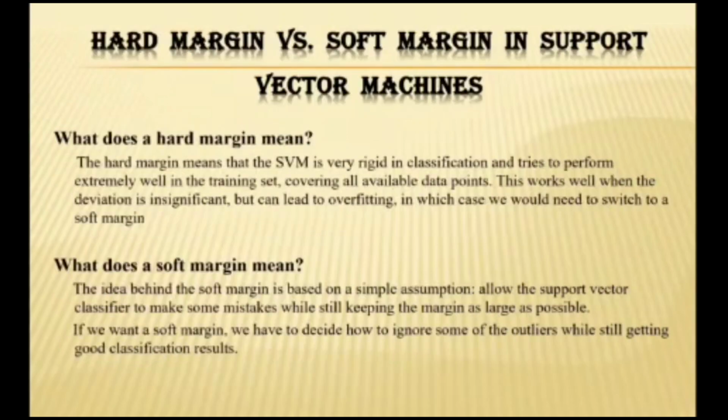And now we are going to see hard margin versus soft margin in a support vector machine. So what is hard margin? The hard margin means that the SVM is very rigid in classification and tries to perform extremely well on the training set, covering all available data points. And what does a soft margin mean? The idea behind a soft margin is based on a simple assumption: allow the support vector classifier to make some mistakes while still keeping the margin as large as possible.